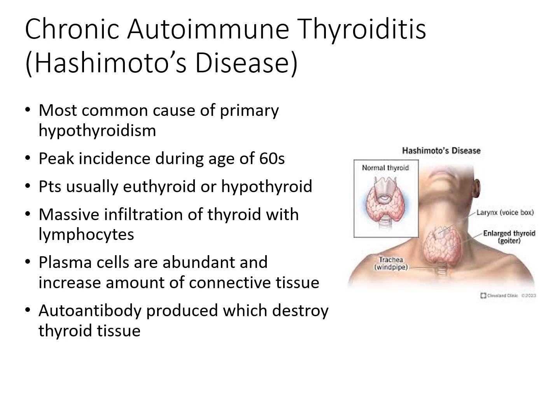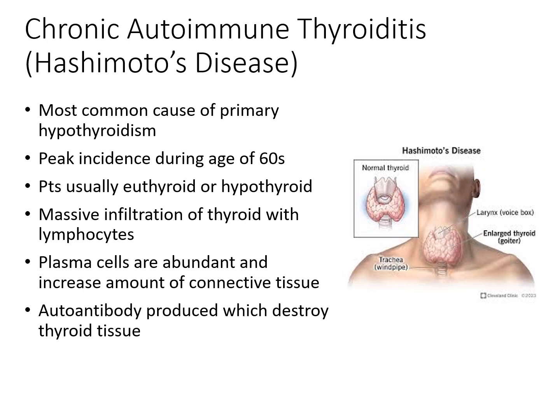Hashimoto's thyroiditis. This is the most common cause of primary hypothyroidism, especially in adults. It typically has a peak incidence in individuals in their 60s, although it could occur at any age. Patients with Hashimoto's thyroiditis may be euthyroid, with normal thyroid function, or hypothyroid, depending on the stage of the disease and the extent of the thyroid damage.